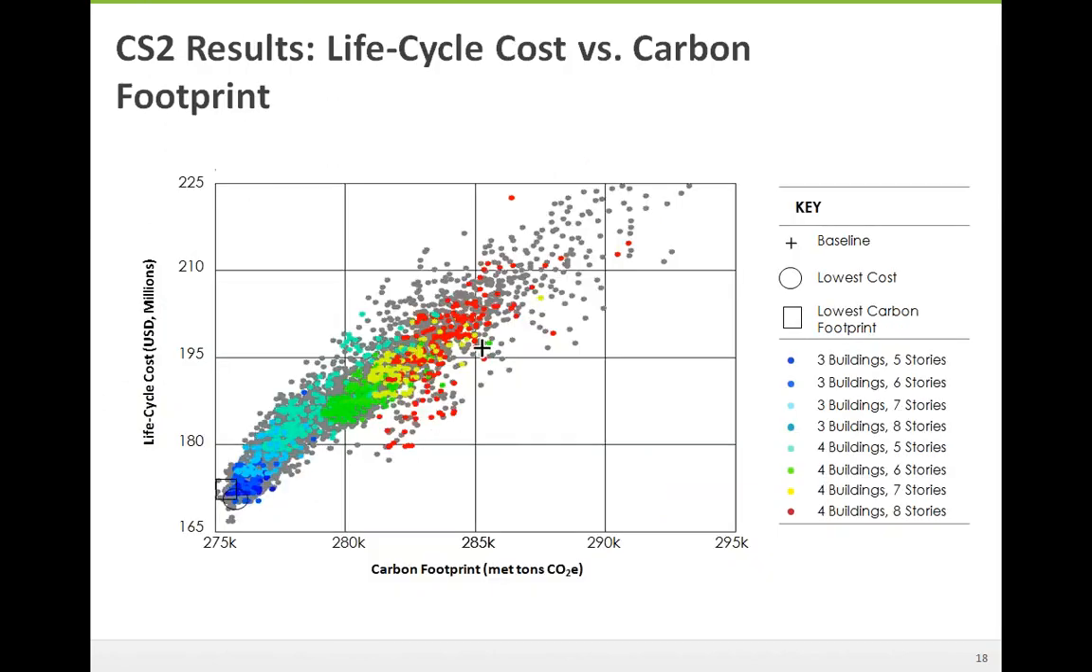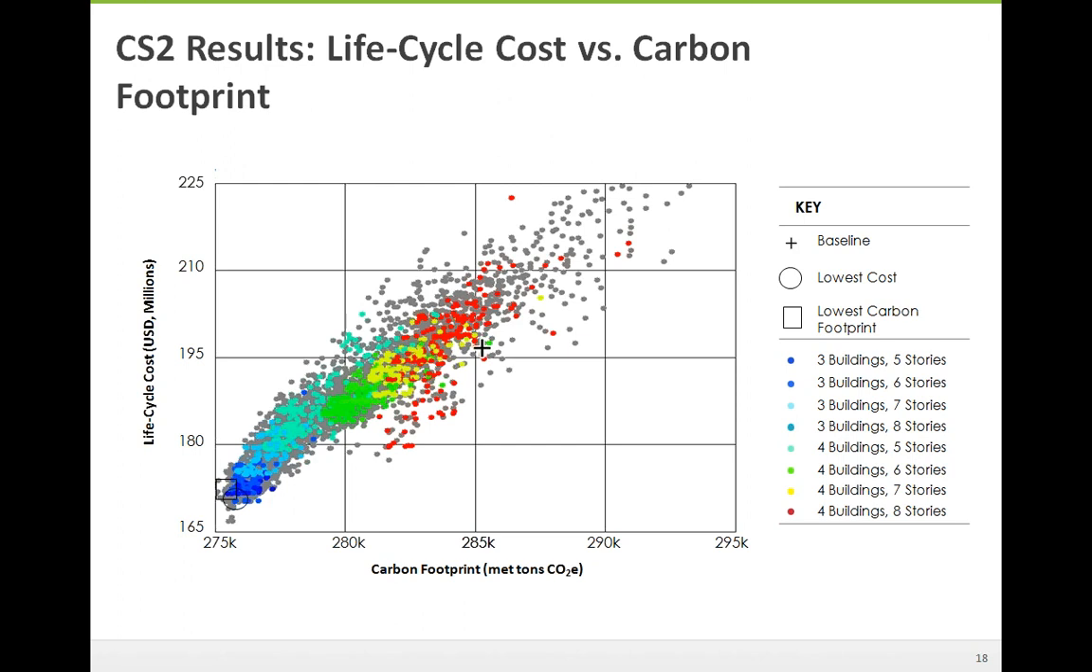So here's a plot of the results. This is kind of a busy chart, but I'll try to explain it. Each dot in this chart corresponds to a different design option. On the y-axis, we have life cycle cost, varying between roughly 165 million and 225 million. We have our carbon footprint in metric tons of carbon equivalent.